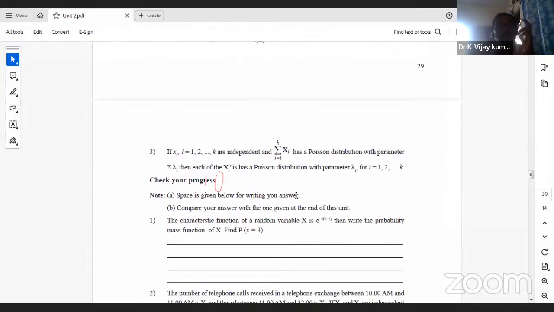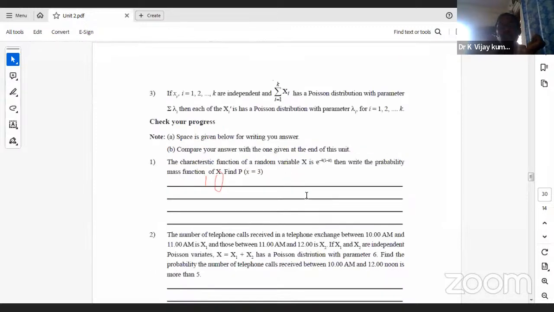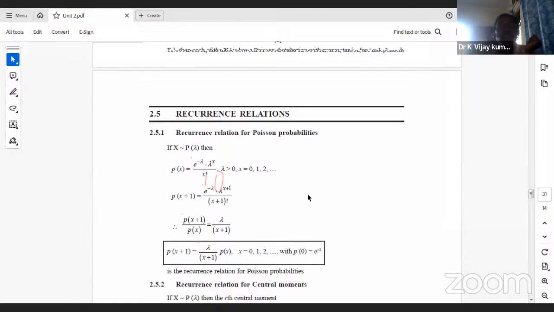So therefore we are taking X_i for i equal to 1, 2, and so on. Therefore, the sum of k independent Poisson variates is Poisson with parameter the sum of the parameters. We are taking the Poisson distribution for i equal to 1 to k here. Then what is the recurrence relation? Recurrence relation for Poisson probabilities here.